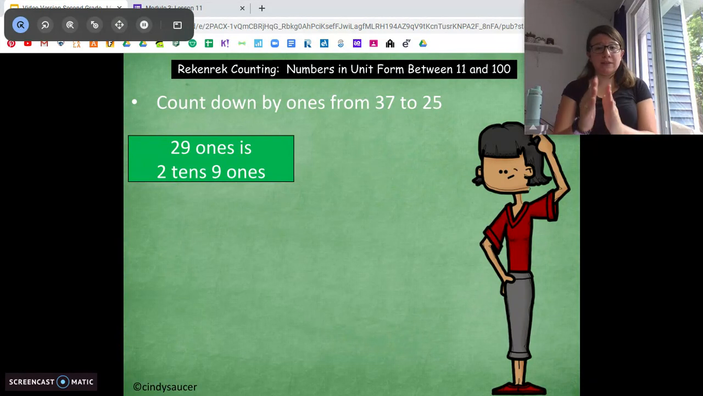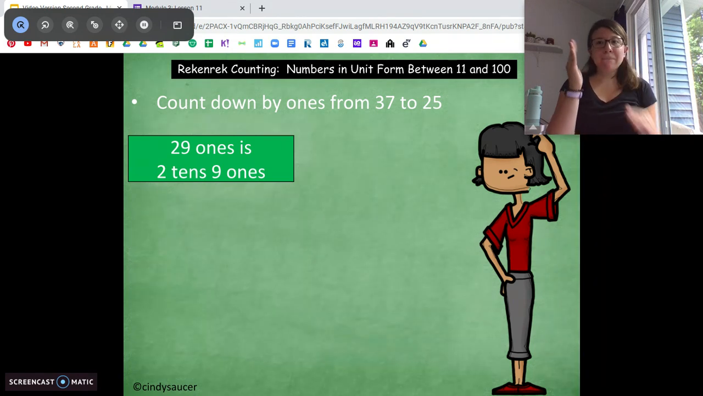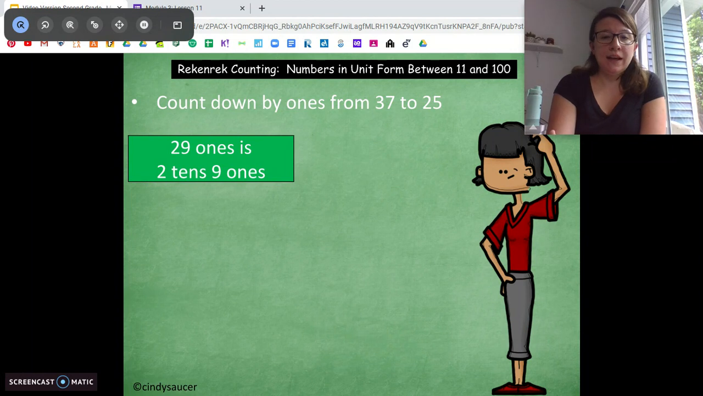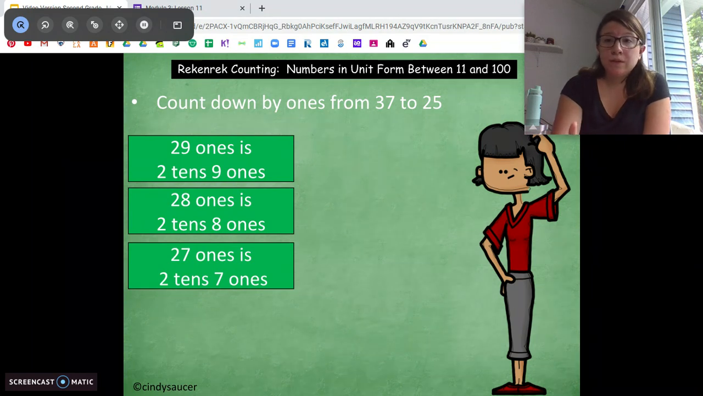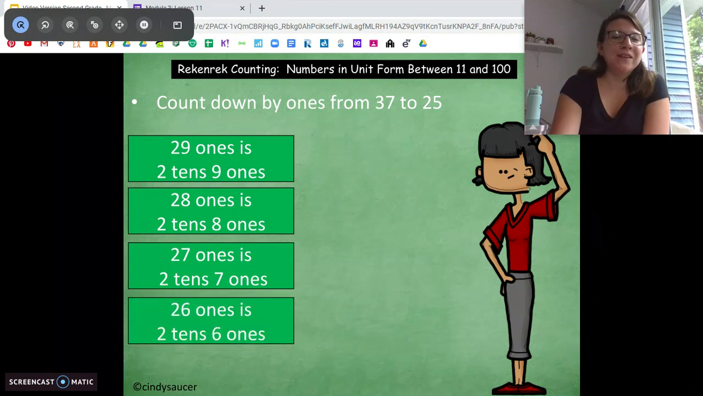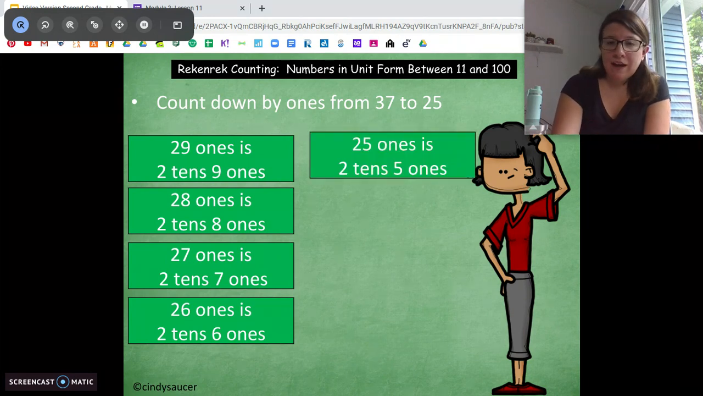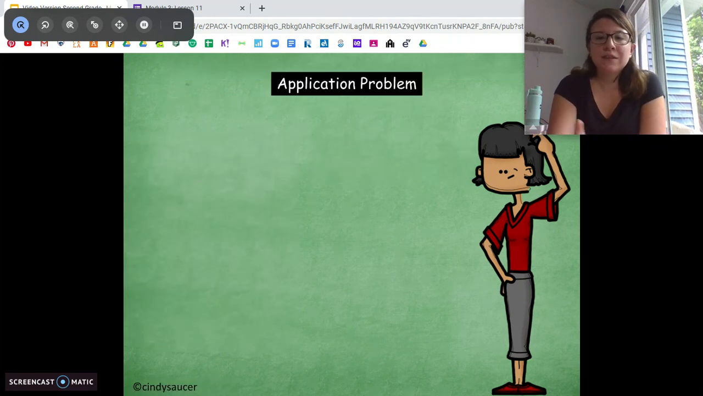2 tens, 9 ones. If we're counting by ones, what's going to change? Our tens place or our ones place? Very good. Counting backwards from 29 to 25. 29 ones is 2 tens, 9 ones. 28 ones is 2 tens, 8 ones. 27 ones, 2 tens, 7 ones. Good. 26 ones, 2 tens, 6 ones. 25 ones, 2 tens, 5 ones.